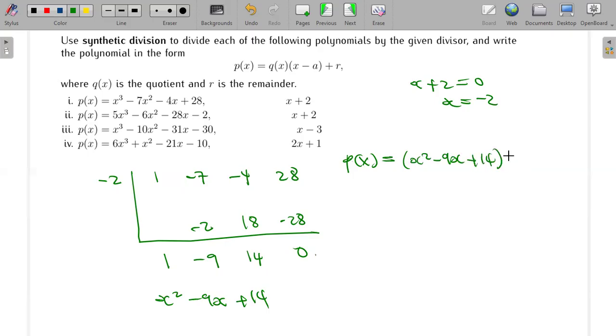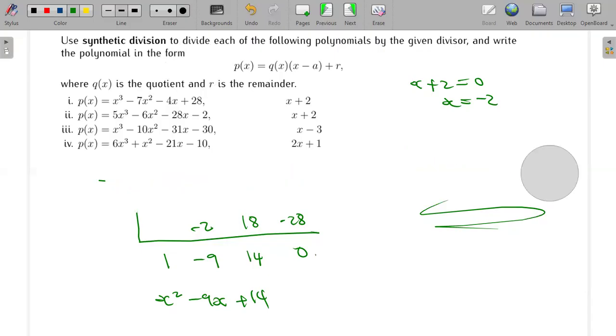Then you have your divisor. What we divided by is just the x plus 2. And then you have your remainder, which is 0. So it's the same as writing it like that. This is how you do synthetic division. It's quick, it's fast, and you're able to get your answer just like that. Right. So next.